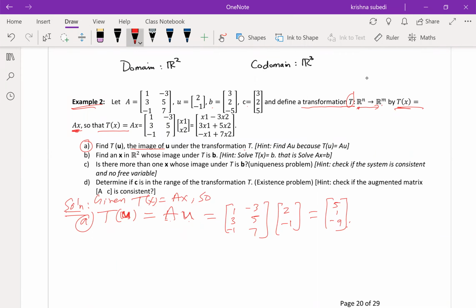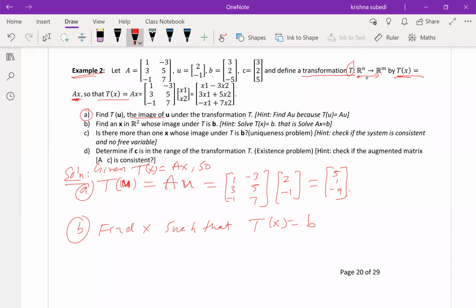Now let's look at part B. Find X in R2 whose image under T is B. So the question is, find X such that T of X equals B. In other words, T of X is given to be AX, so AX equals B. We need to find X. Now we have a system of equations, right? AX equals B means it's a system of equations.